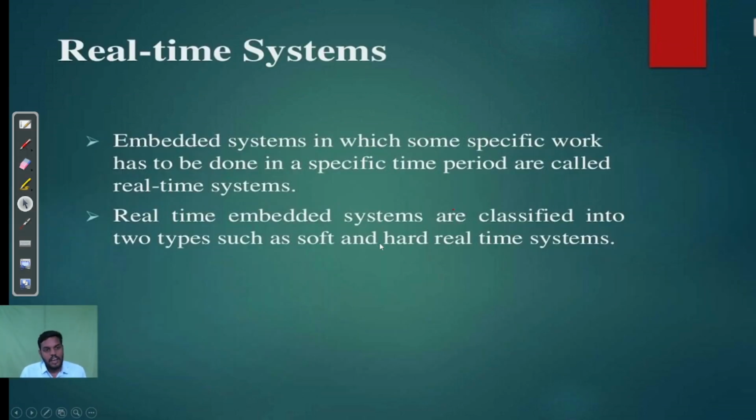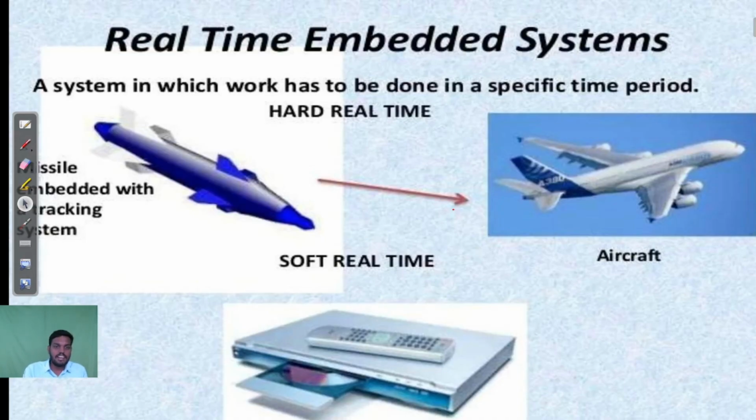Real-time systems are embedded systems in which some specific work has to be done in a specific time period. In real-time, embedded systems are classified into two types, such as soft and hard real-time systems. Examples of hard real-time systems are a missile embedded with a tracking system, and the aircraft, and the soft real-time will be a DVD player.